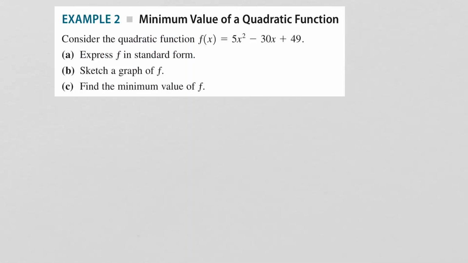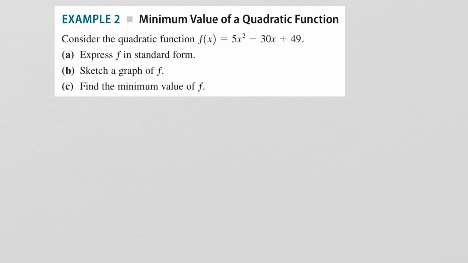So in our next example, it says, consider the following quadratic function, express it in standard form, sketch the graph, and find the minimum value of f. And we know it's going to be a minimum value because since we have positive 5 in front of x squared, we know this parabola opens up, therefore the vertex is going to be the minimum value.